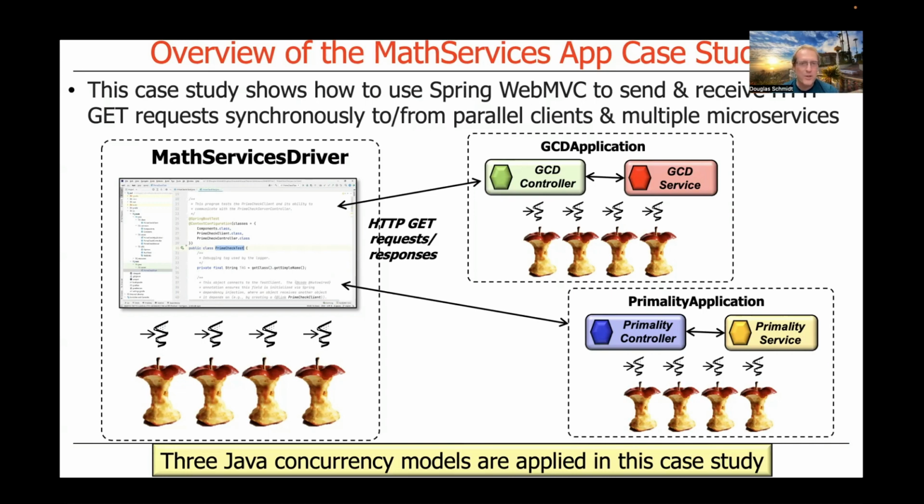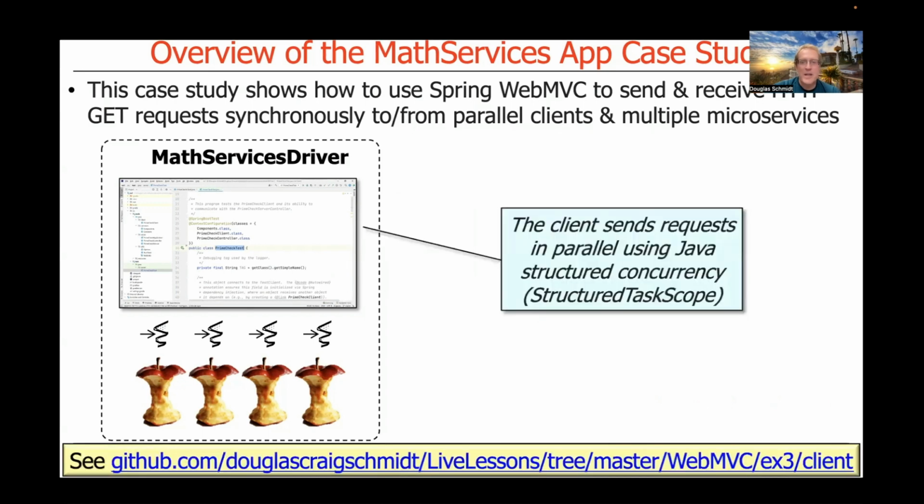We're going to be applying 3 Java concurrency models. In this case study, we'll be doing Java parallel streams. We'll be doing Java structured concurrency with the structured task scope approach. And then finally, we'll also be using Java structured concurrency with the executors approach, using the new virtual thread per task executor. The client will send requests in parallel using Java structured concurrency, the Java task scope model.